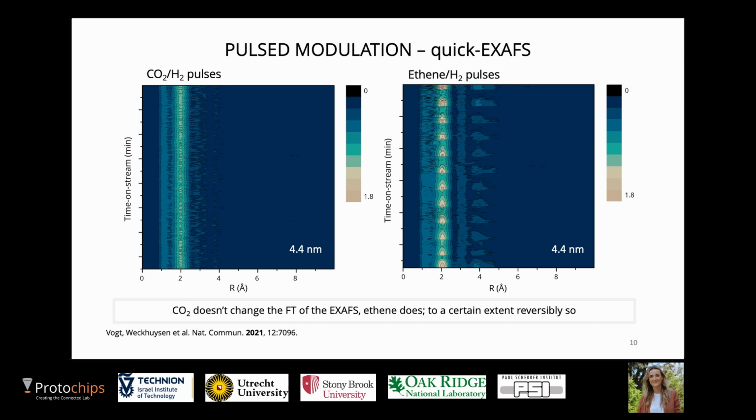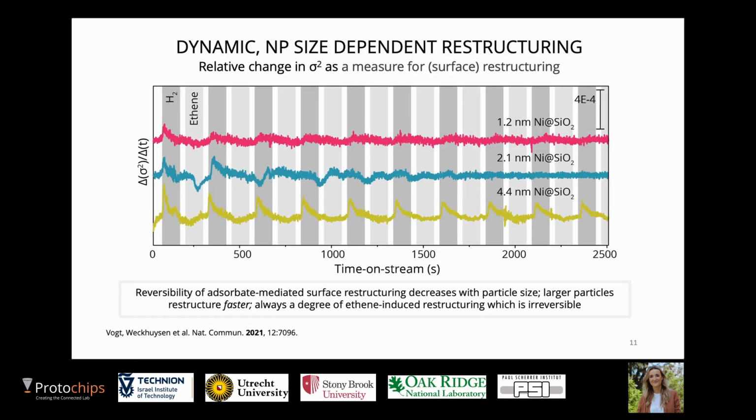We examined this a little bit further by fitting for the Debye-Waller factor in the EXAFS equation for these 70,000 spectra per experiment. And by plotting that against time, we were able to deduce a few important things. Firstly, that the reversibility of adsorbate-mediated surface restructuring decreases with particle size. Smaller particles restructure less. Larger particles restructure faster. This peak is sharper. And there's always a degree of ethene-induced restructuring, which is irreversible, meaning the first peak is always the highest.